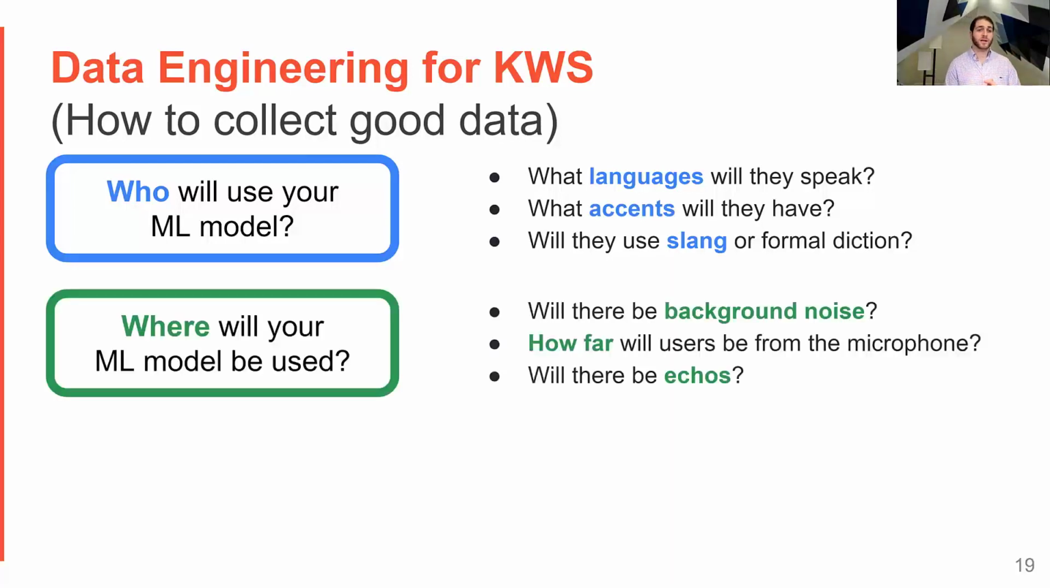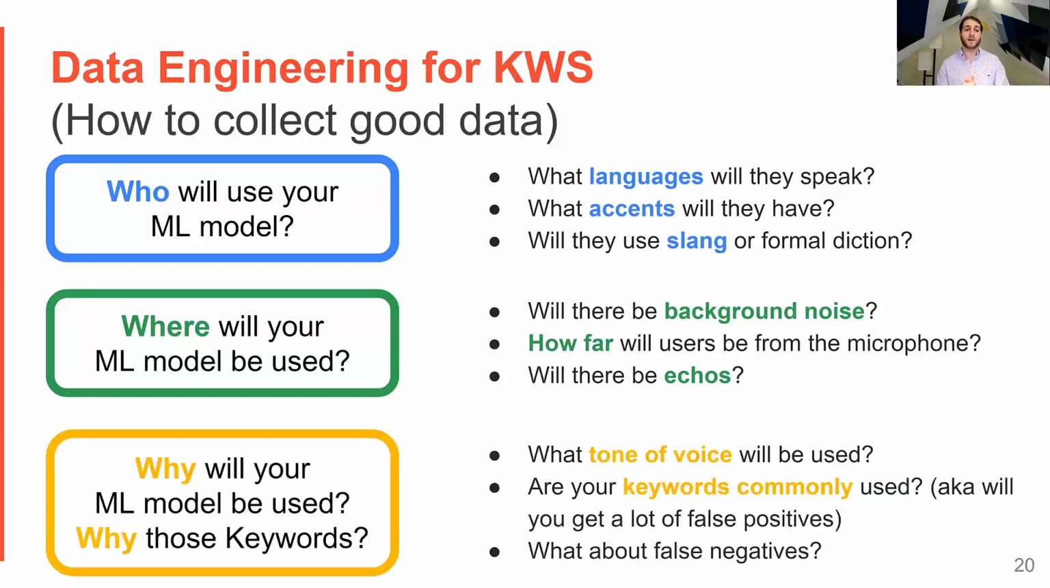The second big question we want to answer is, where will our model be used? We want to think about things like background noise, distance to the microphone, echoes, all these sorts of things in the environment that will affect how well our model works. You can imagine that for different kinds of sensors, you would care about different kinds of interference from the environment. But in general, if you record audio in a perfectly soundproof music studio, and then you try to deploy your model in the real world where there's all this background noise, it likely won't work.